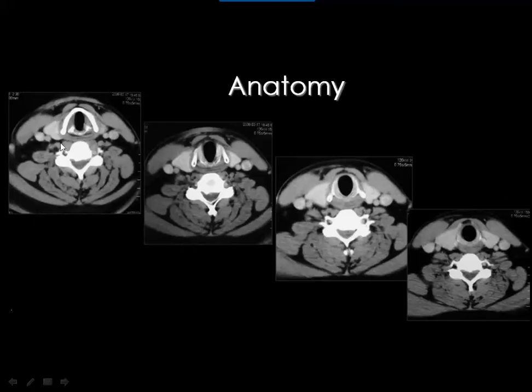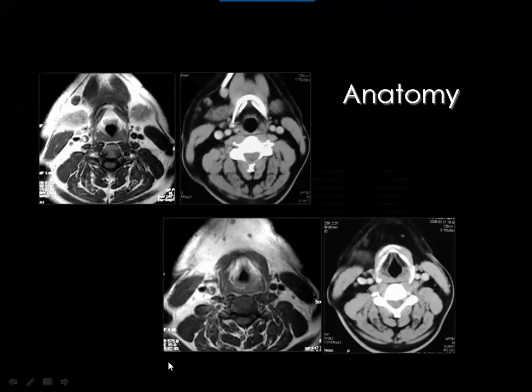Then after the true vocal cord, you go inferiorly, you will see the cricoid cartilage. This is the cricoid cartilage. And then lower down, you've got the tracheal rings. On either side, you can see the thyroid gland, and you remember the strap muscles along the anterior part of the larynx. The same anatomy is also shown by MRI.